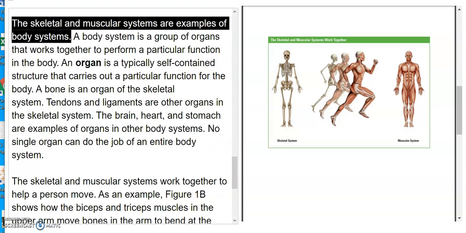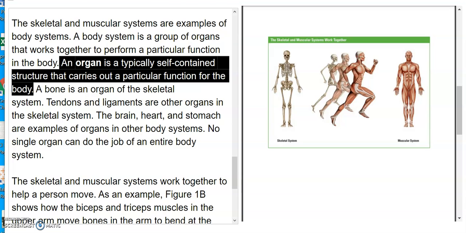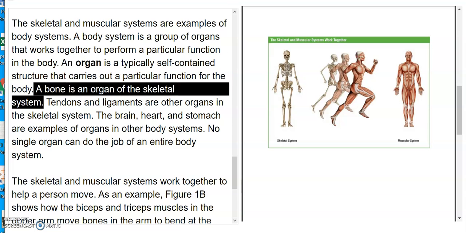The skeletal and muscular systems are examples of body systems. A body system is a group of organs that works together to perform a particular function in the body. Let's say that again. A body system is a group of organs that work together to perform a particular function in the body. An organ is a typically self-contained structure that carries out a particular function for the body. An organ is a typically self-contained structure, like a heart or a lung, that carries out a particular function for the body. Now remember, a system is a group of those organs.